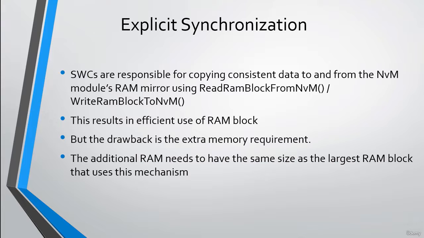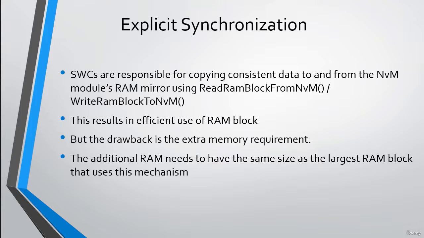The additional RAM block, or the RAM mirror, needs to have the same size as the largest RAM block that uses this mechanism. There can be multiple RAM blocks, right? And there is the RAM mirror. So out of all these RAM blocks, the one which has the largest size, that is the size of the RAM mirror that is expected.